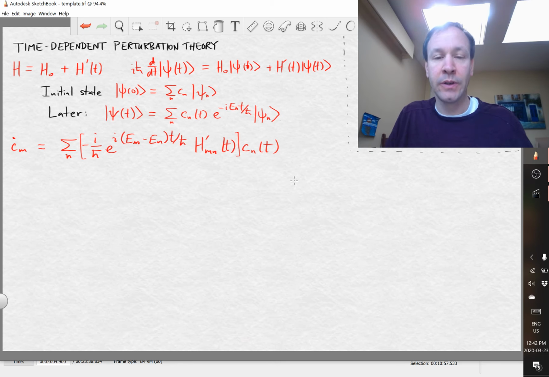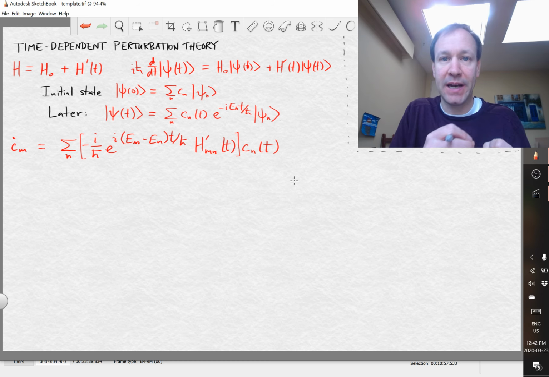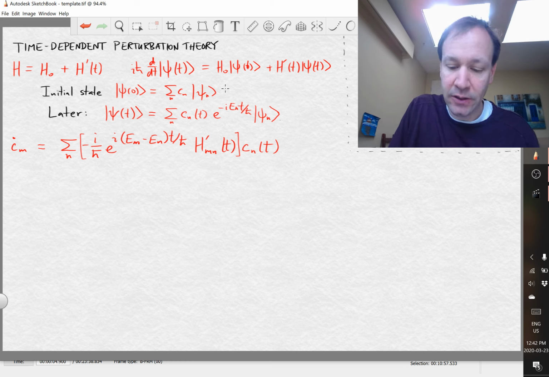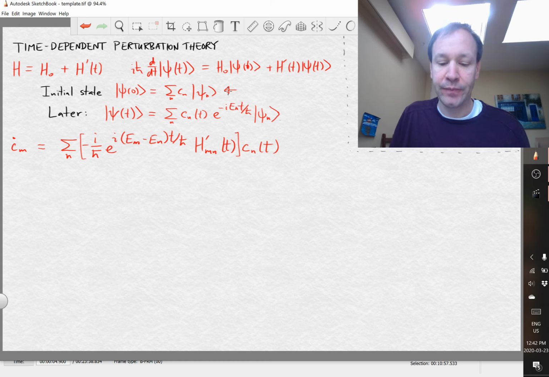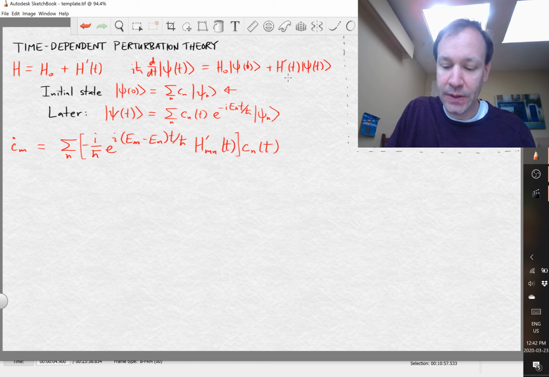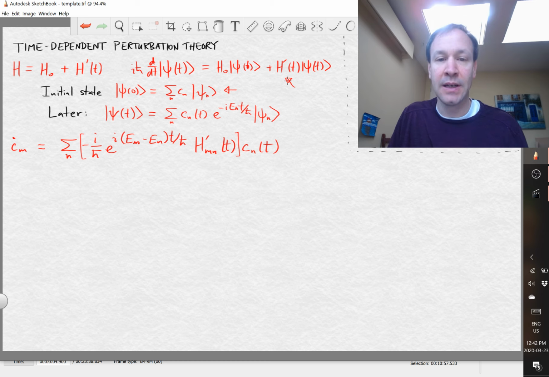Okay, so in the last video, we understood that if we have a quantum system described by Hamiltonian H0 with a time-dependent perturbation, and we want to understand the time dependence of the state, which at t equals 0 is this linear combination of the energy eigenstates for H0, then we can use the Schrodinger equation. Here's the time-dependent Schrodinger equation that determines the evolution of the system.